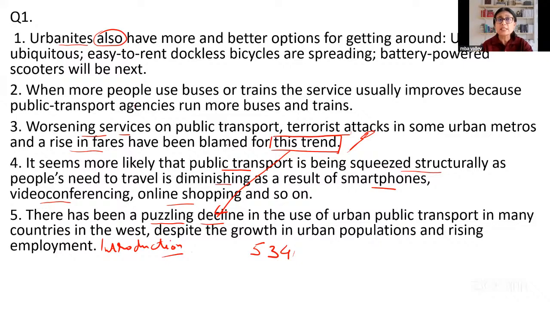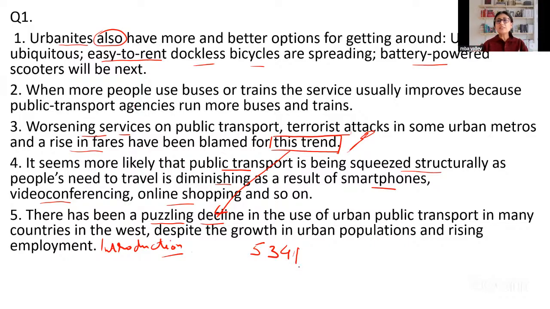So it says urbanites also have more and better options for getting around. What are they? Uber. Look over here. Uber is ubiquitous, which means it's everywhere. Then easy to rent dockless bikes are spreading, and battery powered scooters will be next, right? All these sentences, number 3, 4 and 1, are giving an explanation to this puzzling decline that has been talked about in sentence number 5.